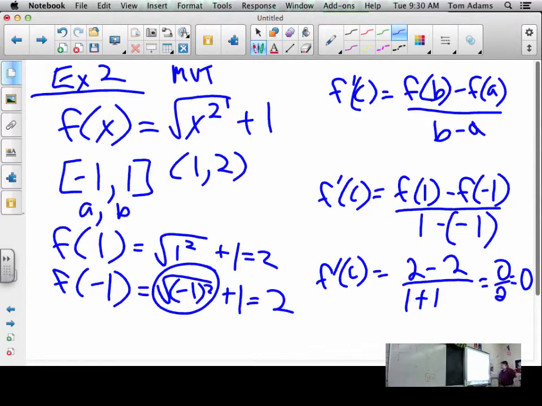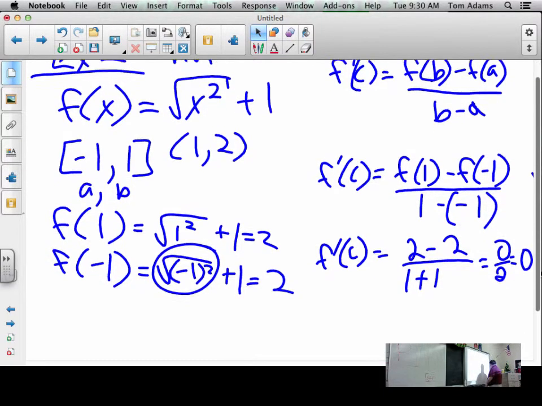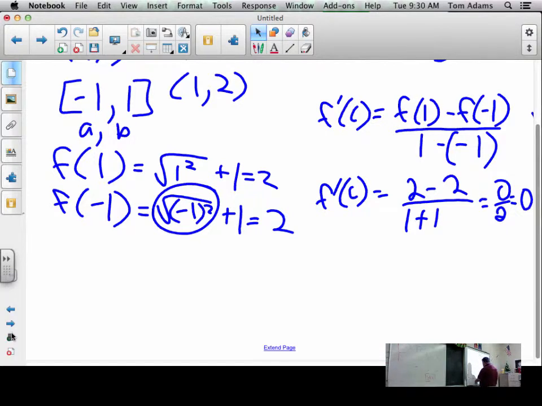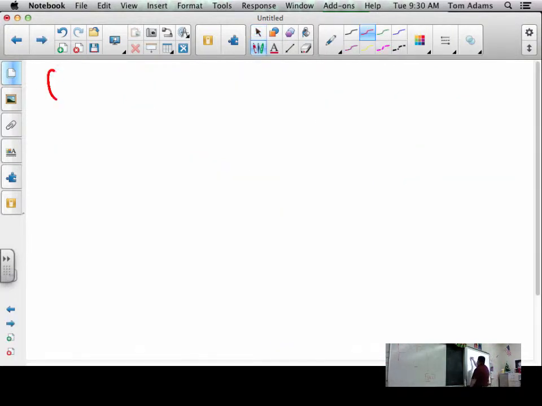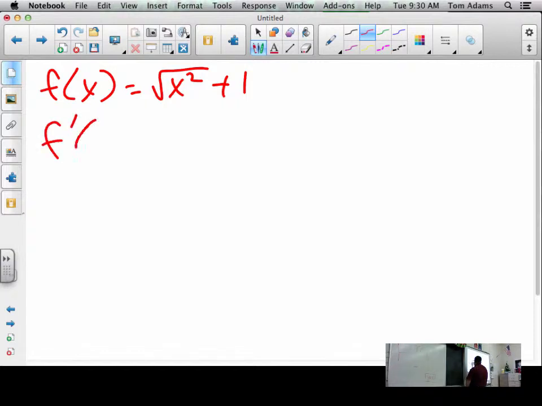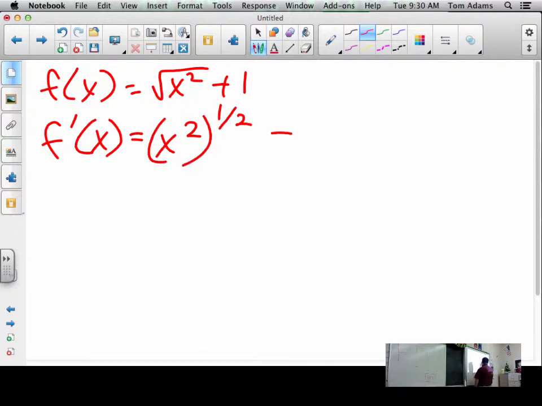So now if we just continue with this mean value theorem, not thinking it through, then we might say to ourselves, okay, we have the function f of x is equal to the square root of x squared plus 1. And f prime of x then would be, okay, so this is where it gets tricky. We have x squared raised to the 1/2 plus 1, right? Is that right? I think so.